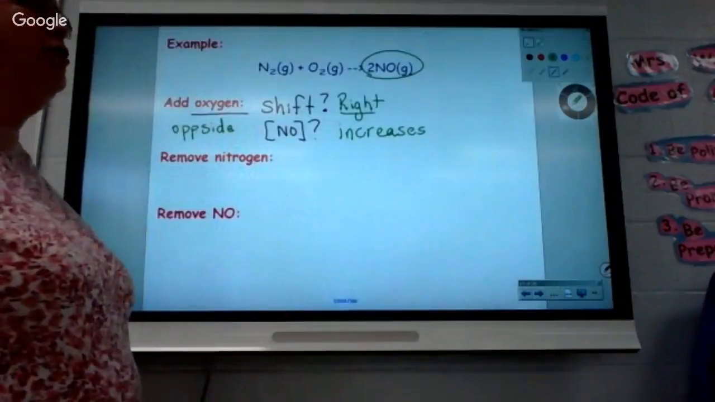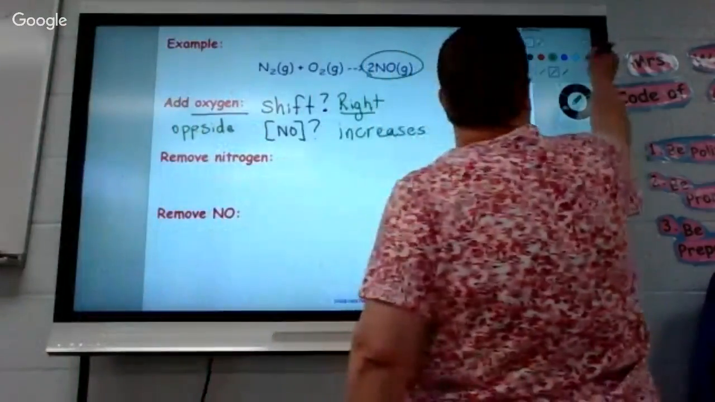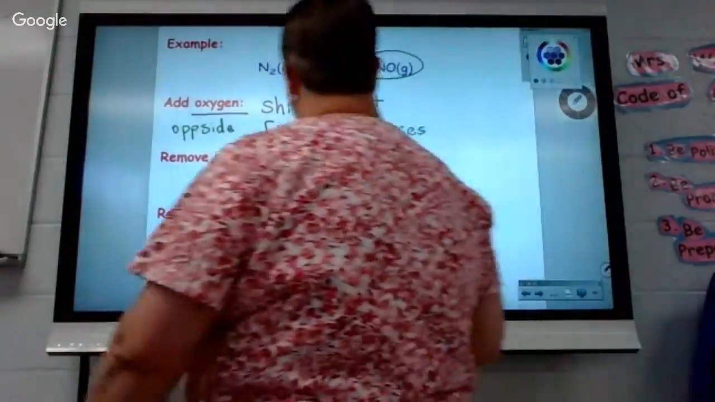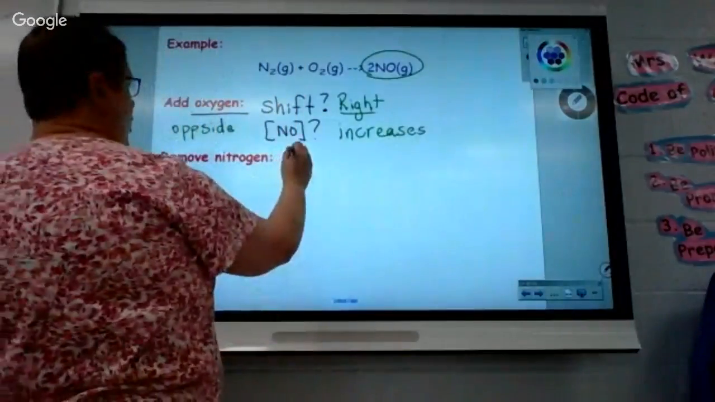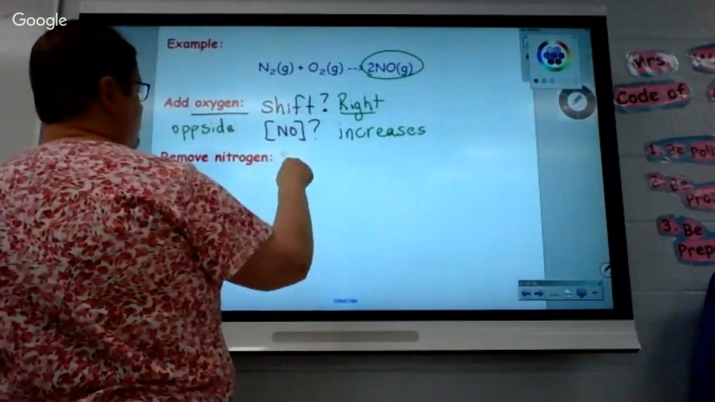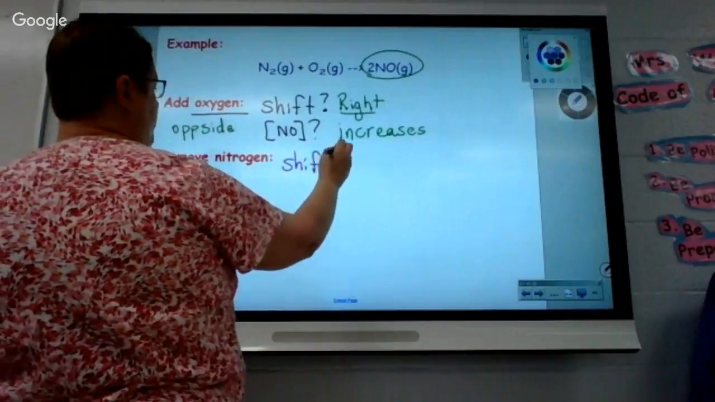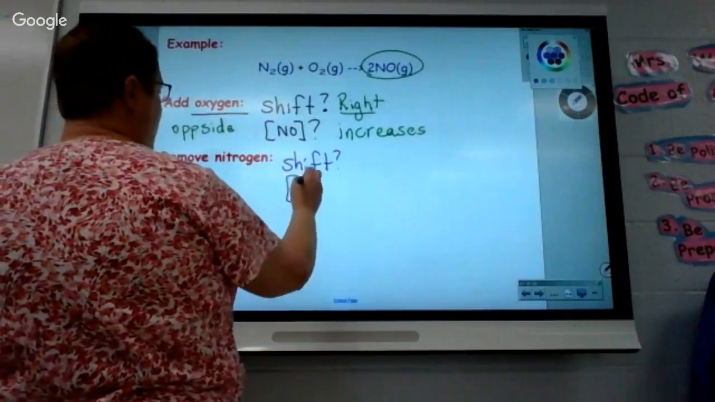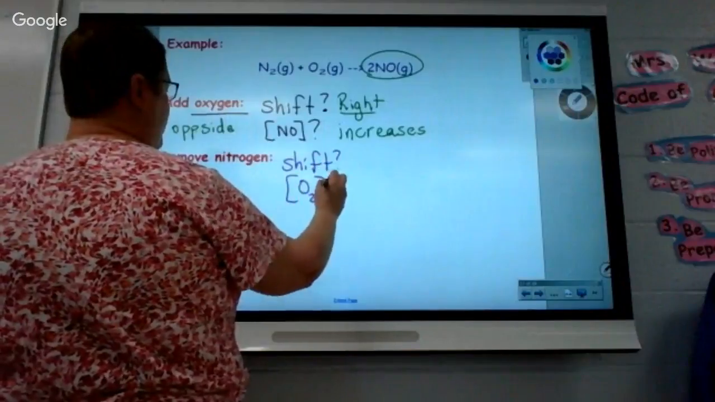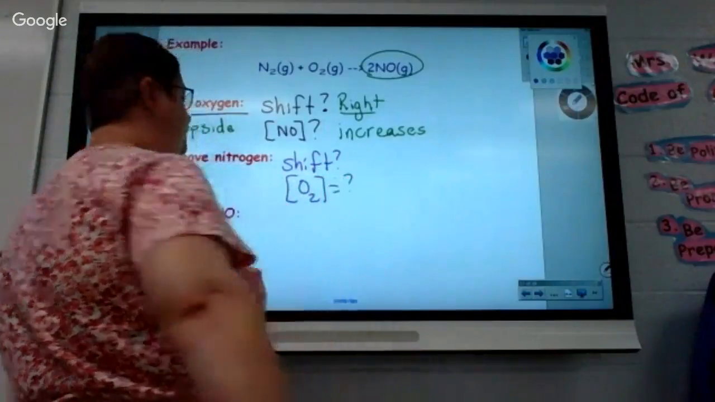Let's say that I remove nitrogen. All right? I remove nitrogen. Let's say that this time I want to know what. I'm still going to ask the direction of the shift because you always got to know that. All right? We got to know the direction of the shift, and I'm going to ask what happens to the concentration of oxygen this time.